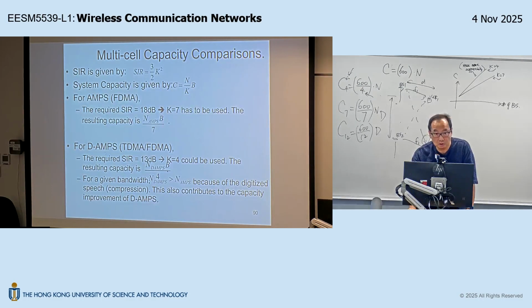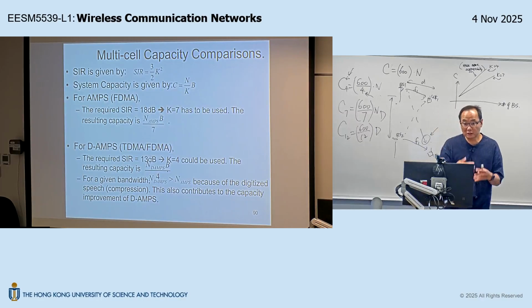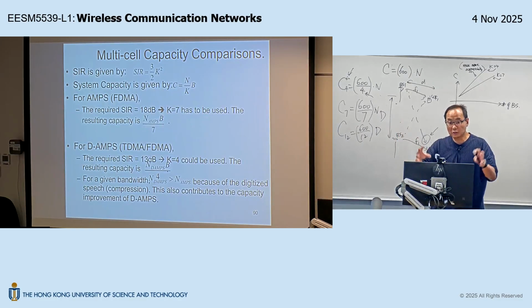Now in the 2G system in the US, they have something called digital AMPS. It is a digital version based on TDMA, similar to GSM. The transmission is now upgraded from analog FM to digital modulation. With digital modulation, you can tolerate higher interference because you have error correction coding, etc. The required SIR for the physical layer to operate properly is just 13 dB. In other words, digital AMPS can tolerate 5 more dB of interference.